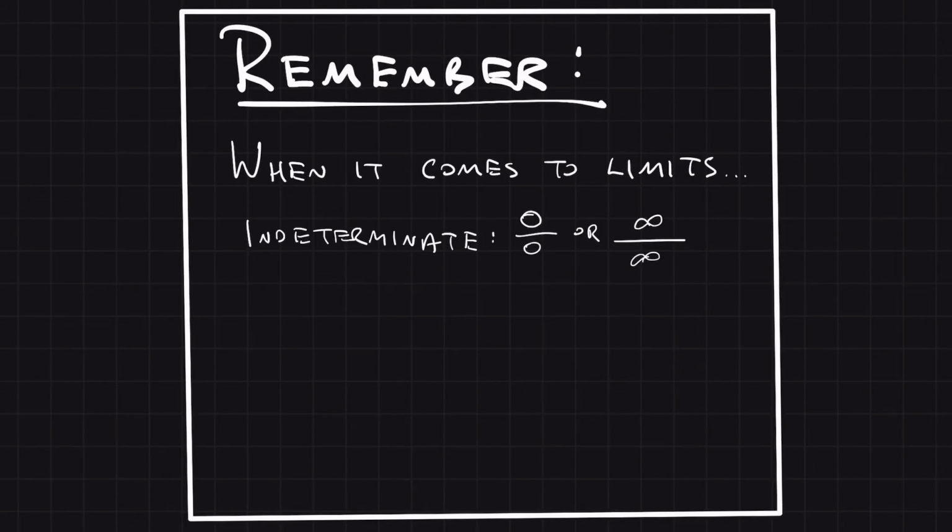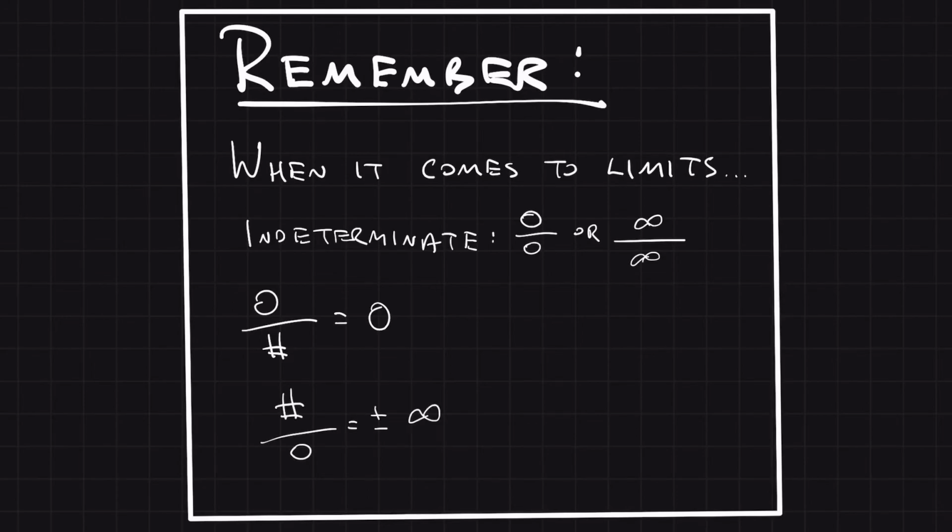Here's a few things to keep in mind when you're evaluating limits that involve a 0 or infinity. Indeterminate form is only when you get 0 over 0 or infinity over infinity. These are the only two situations where you can apply L'Hopital's rule. If you evaluate a limit through direct substitution and you find that you get 0 over some number, that means your answer is just 0, so you would not use L'Hopital's rule.